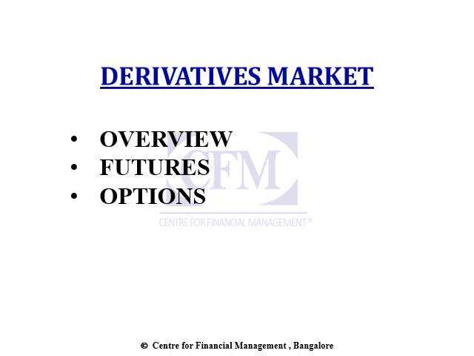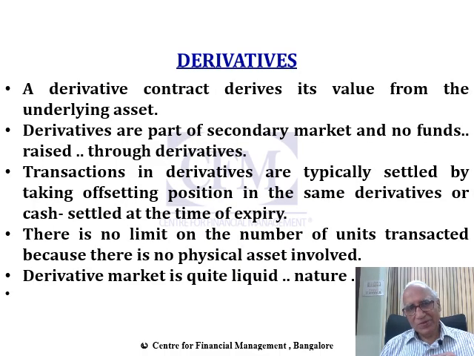Let us turn our attention to the derivatives market. After a broad overview, we look at futures and options. A derivatives contract derives its value from the underlying asset. Derivatives are part of secondary market and no funds are raised through derivatives. Transactions in derivatives are typically settled by taking offsetting position in the same derivatives or cash settle at the time of expiry. There is no limit on the number of units transacted because there is no physical asset involved. Derivative markets are very liquid by their nature.